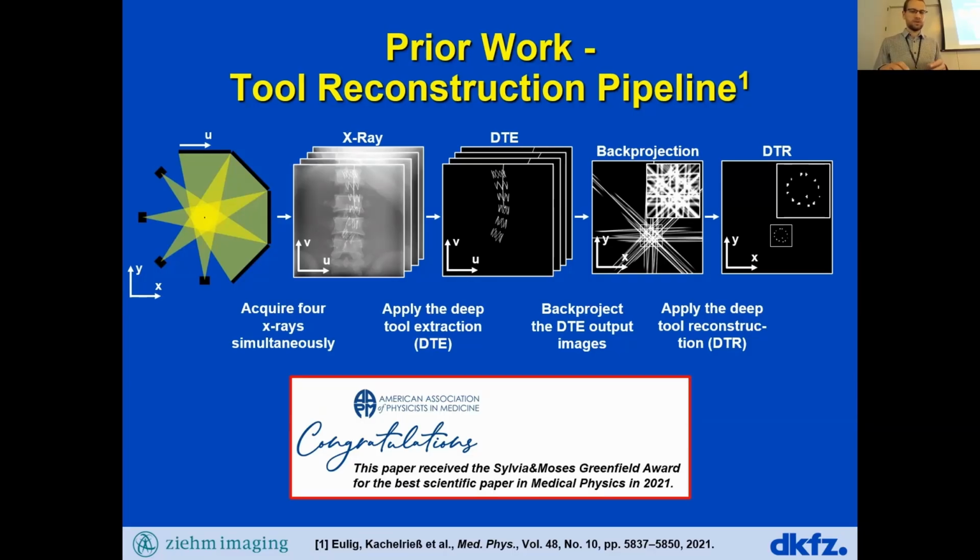And the pipeline works as follows. So 4 X-ray projections are acquired simultaneously. That's the assumption. And then from each of these X-ray projections, the tools are extracted by applying a neural network called the deep tool extraction. And then these deep tool extraction images are back projected into a volume, of which one transversal slice is shown here. And then a second neural network, the deep tool reconstruction, transforms this back projection volume into a voxel-wise segmentation of the tools.